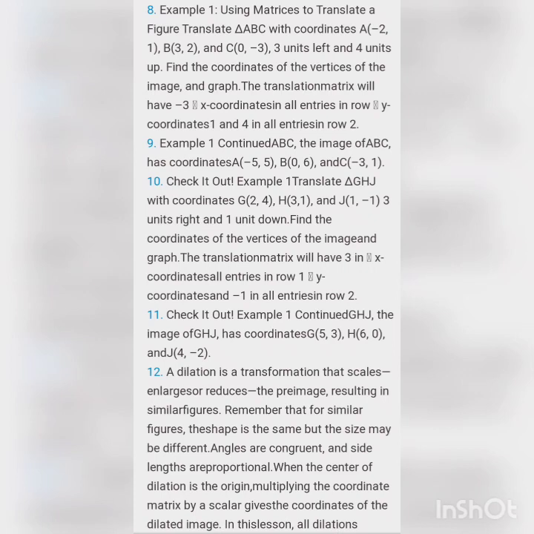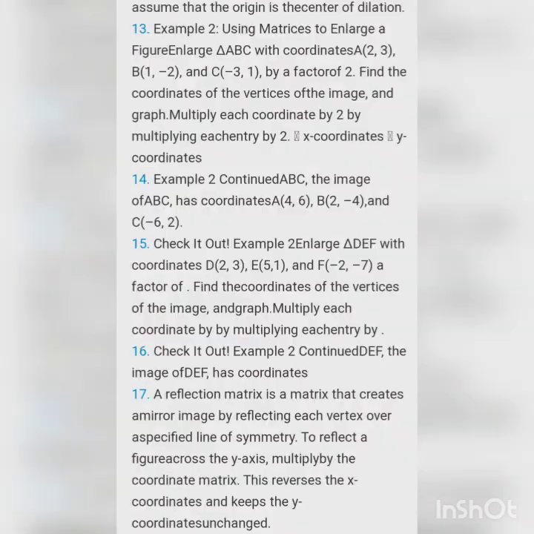A dilation is a transformation that scales, enlarging or reducing the figure, and results in a similar figure. Remember that for similar figures the shape is the same but the size may be different. Assume that the origin is the center of dilation. Example 2: using matrices to enlarge a figure. Enlarge triangle ABC with coordinates 2 comma 3, 1 comma minus 2, minus 3 comma 1 by a factor of 2.